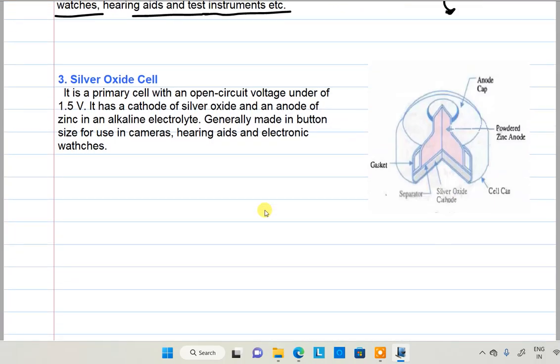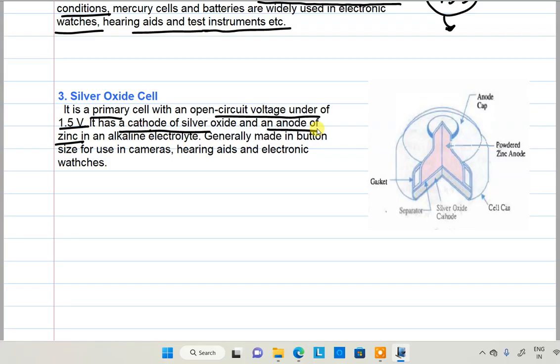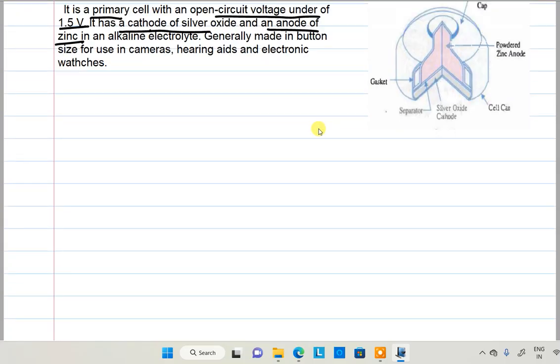Coming to the silver oxide cell. Okay, it is a primary cell, with open circuit voltage of 1.5 volt. Very, very important. In your watches you can see this type of small steel type of battery. The cathode is silver oxide and the anode is zinc, with an alkaline electrolyte, generally made in button size for use in cameras, hearing aids and electronic watches. Okay, these are the silver oxide cells.